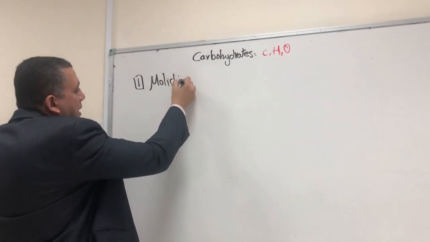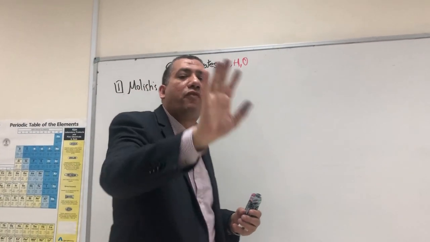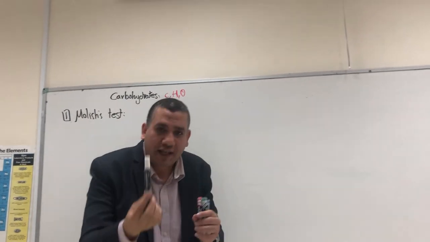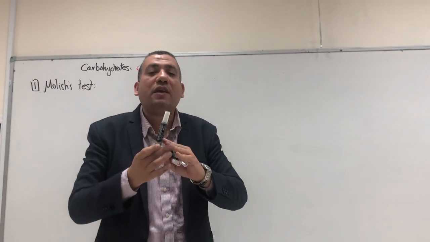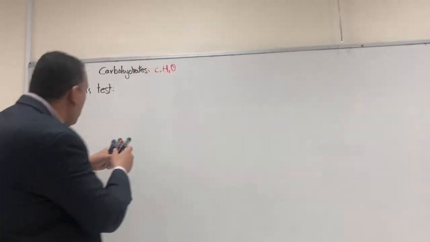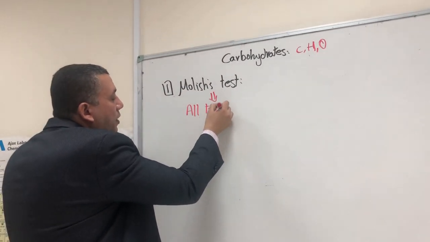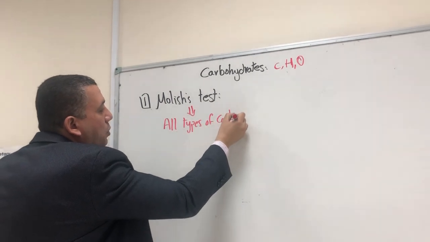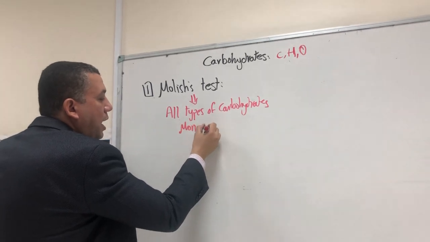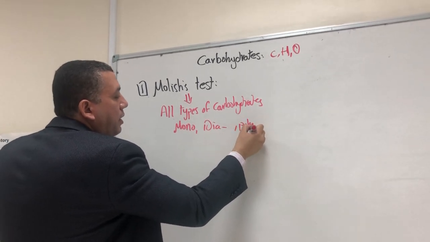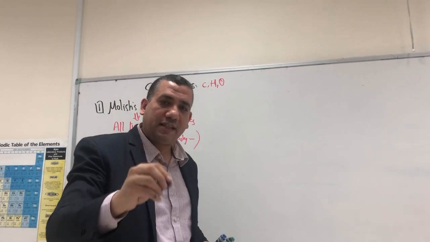You need to understand this Molisch test, very important. It's very detectable for all types of carbohydrate. Meaning, if you did a Molisch test for any tube and it contains any type of carbohydrate, it will give you a color, a positive color. So here, this Molisch test is for what, shabab? All types of carbohydrate, including the mono, the di, and the polysaccharides. So all types of carbohydrate will give you a positive test with the Molisch test.